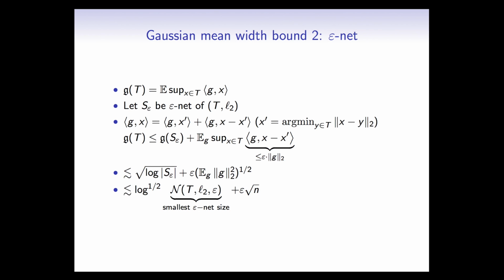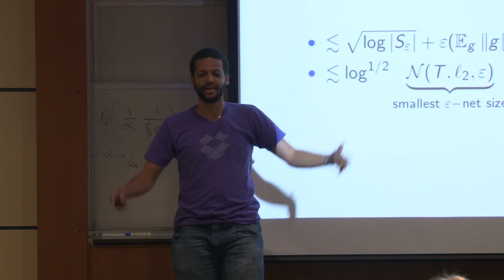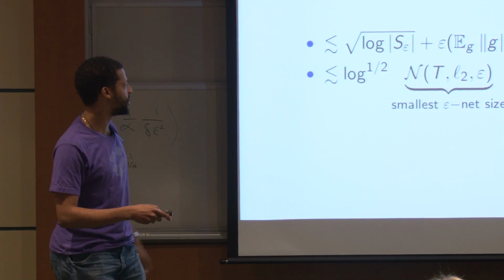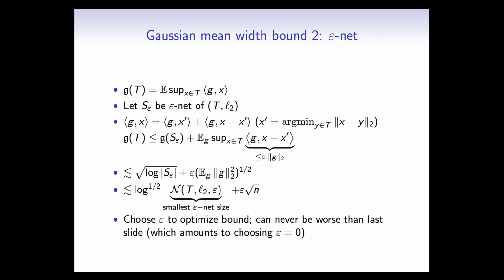Okay? So just some notation. This number here is usually called a covering number, it's the smallest size of an epsilon net. So the size of S sub epsilon, I can choose S sub epsilon to be the smallest epsilon net there is. Okay? So we've shown another bound. And you can choose epsilon to optimize this bound. So the last slide is a special case of this slide where epsilon was 0. Okay. So everybody's with me? Good.